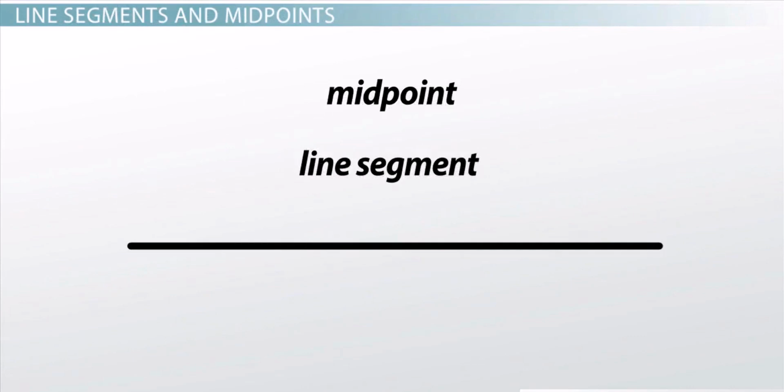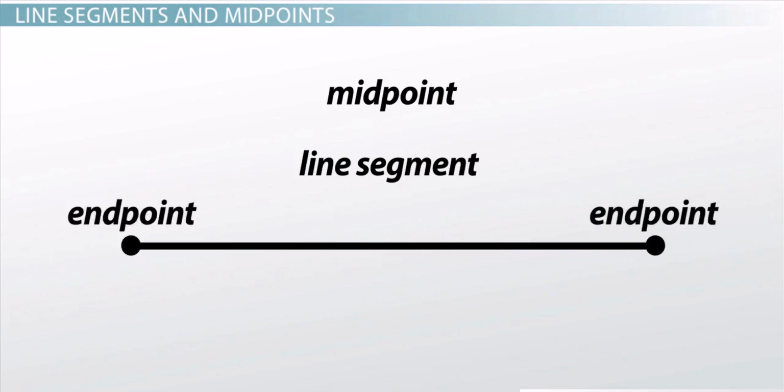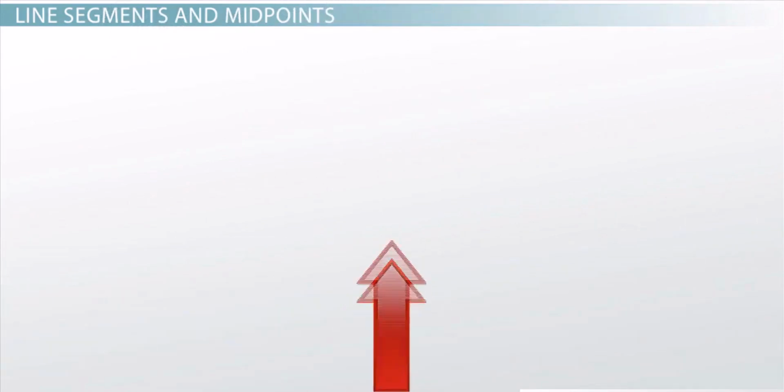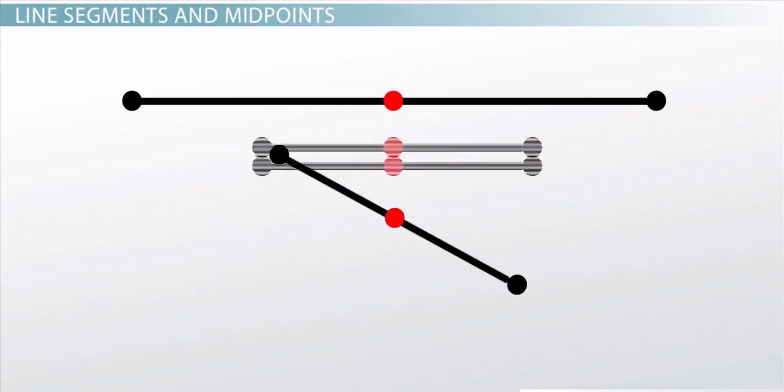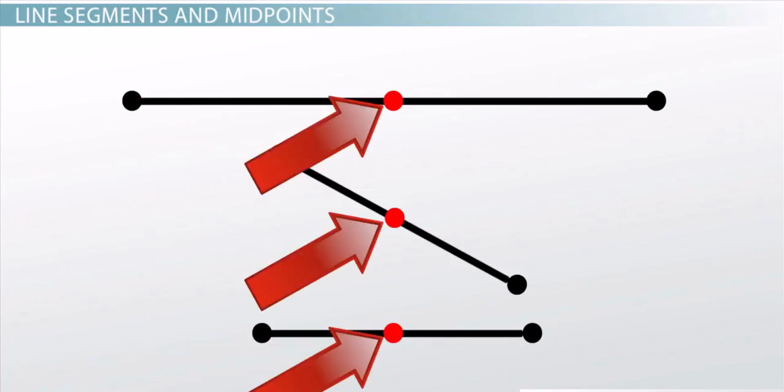First off, line segment. As the name implies, it's pretty much a line, but it's only one piece of a line. A real line goes on forever in both directions, but a line segment has two endpoints. It kind of stops on either end. Because they don't go on forever, every line segment has a spot that's right in the middle, the midpoint. Whether the line segment is long or short or horizontal or any other way, the midpoint is the point right in the middle.